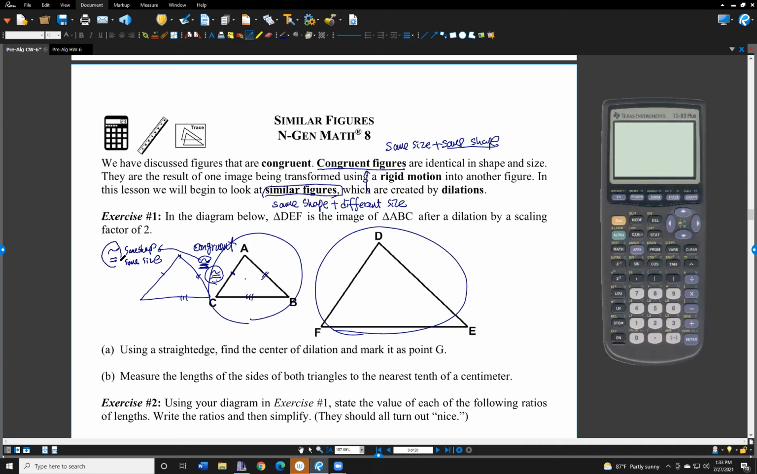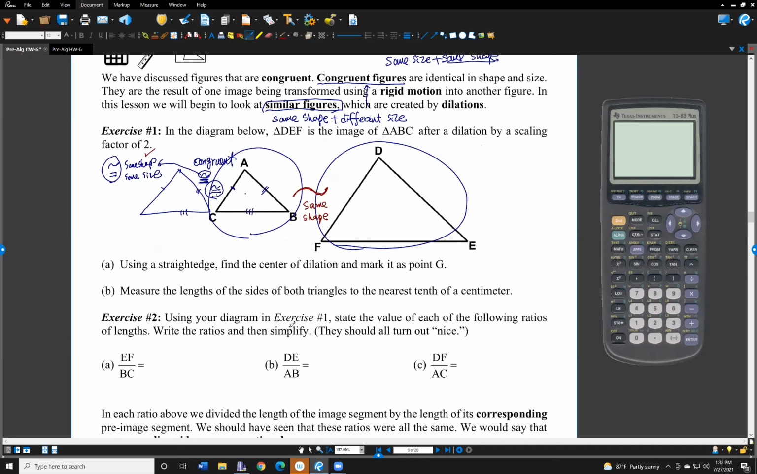That's why all together we use this for congruent. But for this one, I'm going to use another symbol. These two triangles are similar, aren't they? There's no equal size, just the same shape. This is only the same shape over here. Is it okay? All right.